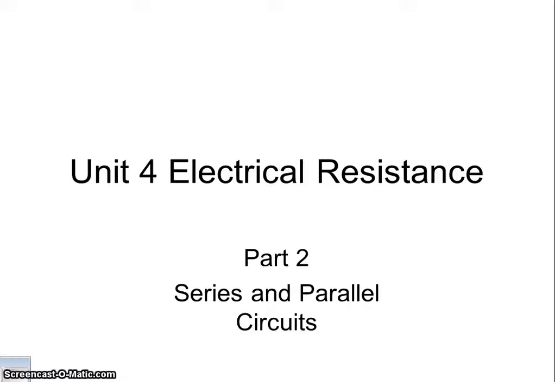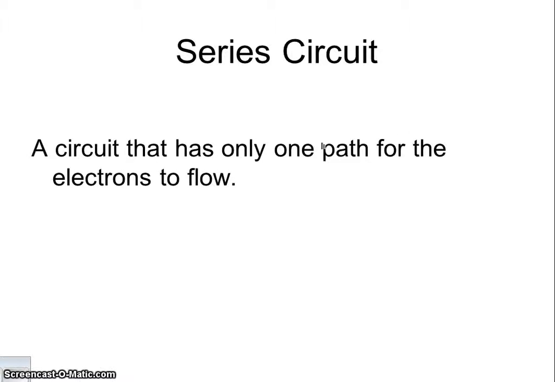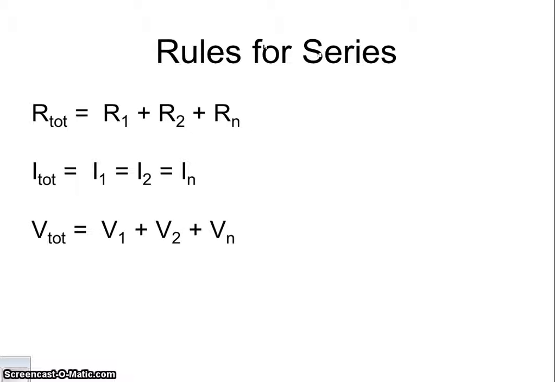This is Unit 4, Electrical Resistance, Part 2. And what we are going to talk about today are series and parallel circuits. Now, a series circuit is basically a circuit that only has one path for the electrons to flow through. And these are the equations that we're going to be using.